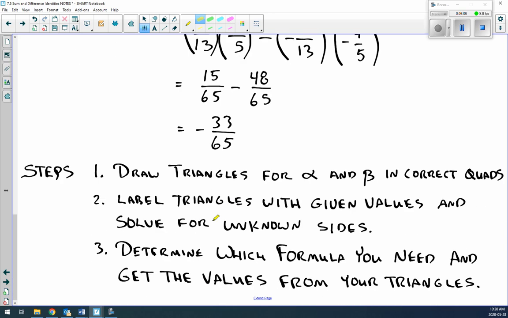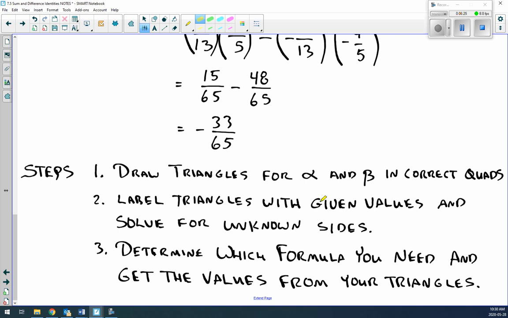Okay. So here's some steps that you can follow. Draw the triangles for alpha and beta in the correct quadrants. Make sure you get that right. Label the triangles with the given values and solve for the unknown sides. Determine which formula you need, right? Remember, there's 6 of them there, right? 3 subtraction, 3 addition. Pick the right formula and then do the work and base your answer on that.